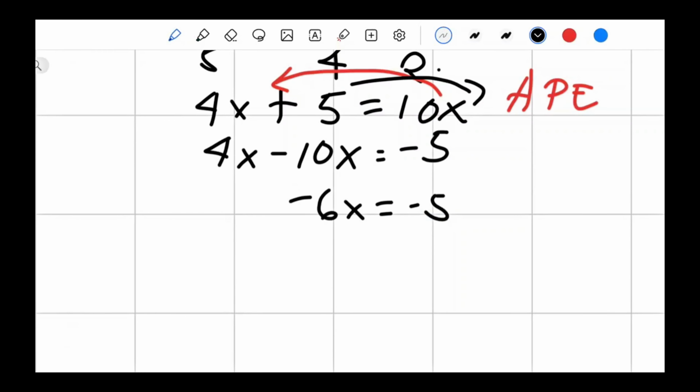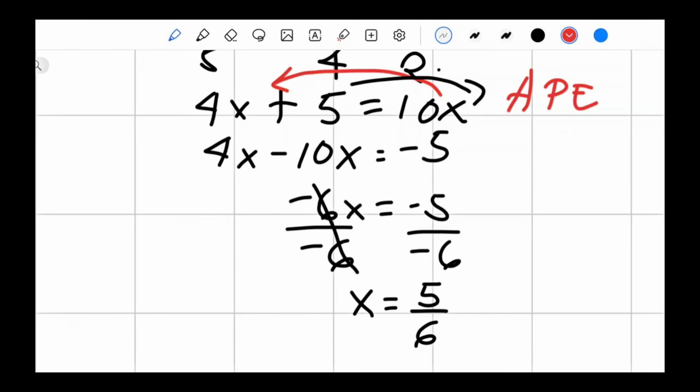Now as you can see, the variable x has a coefficient of negative 6. So we need to remove negative 6. We will divide both sides by negative 6 so that we can cancel this out. So the remaining variable is x equals negative divided by negative is positive, so we have positive 5 over 6. So this is the value of our x.